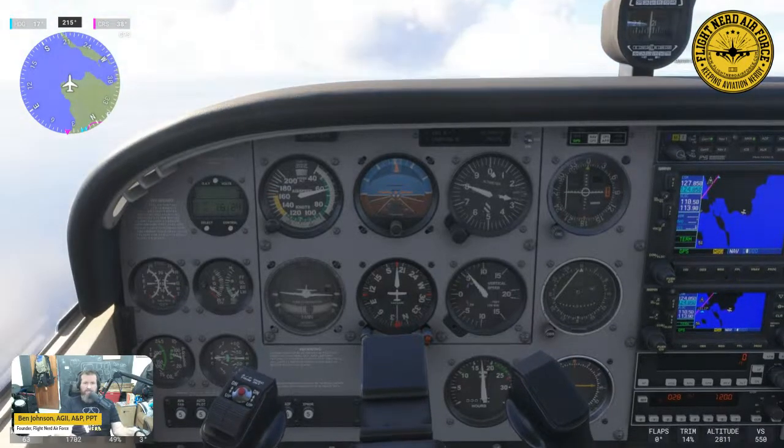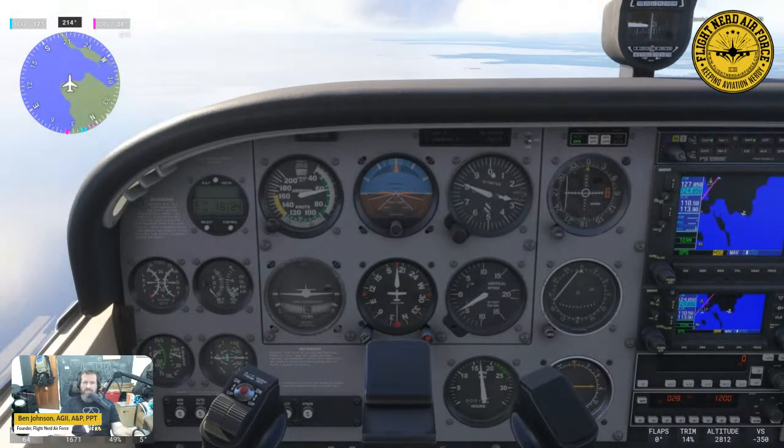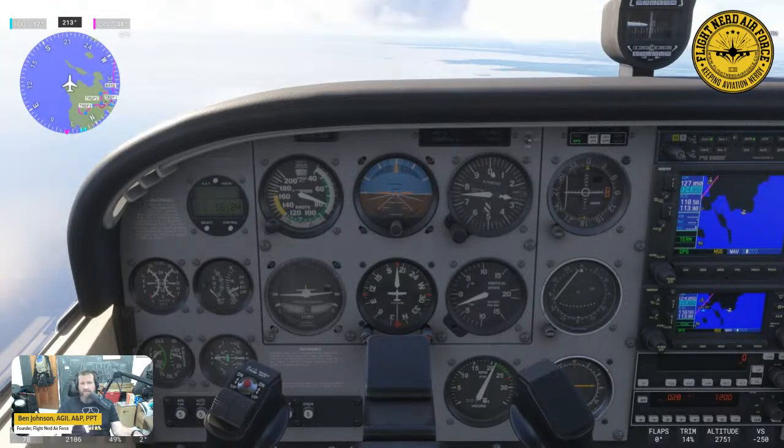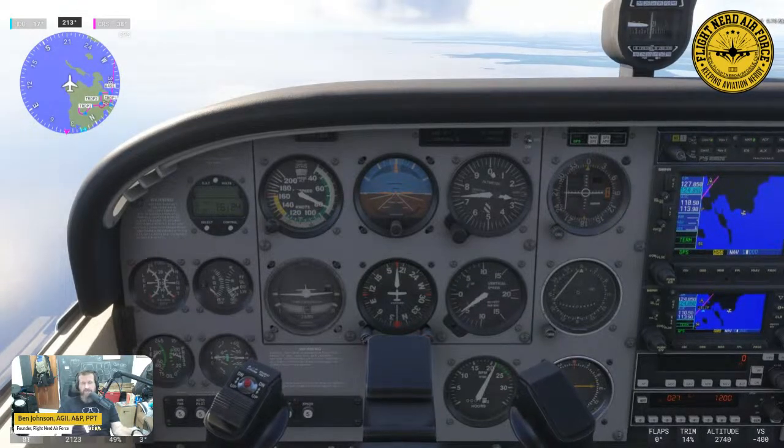So that is going to help us know how fast we are climbing. And that's important because we want to be in a controlled sort of situation and we want to make a gentle climb or a gentle descent.